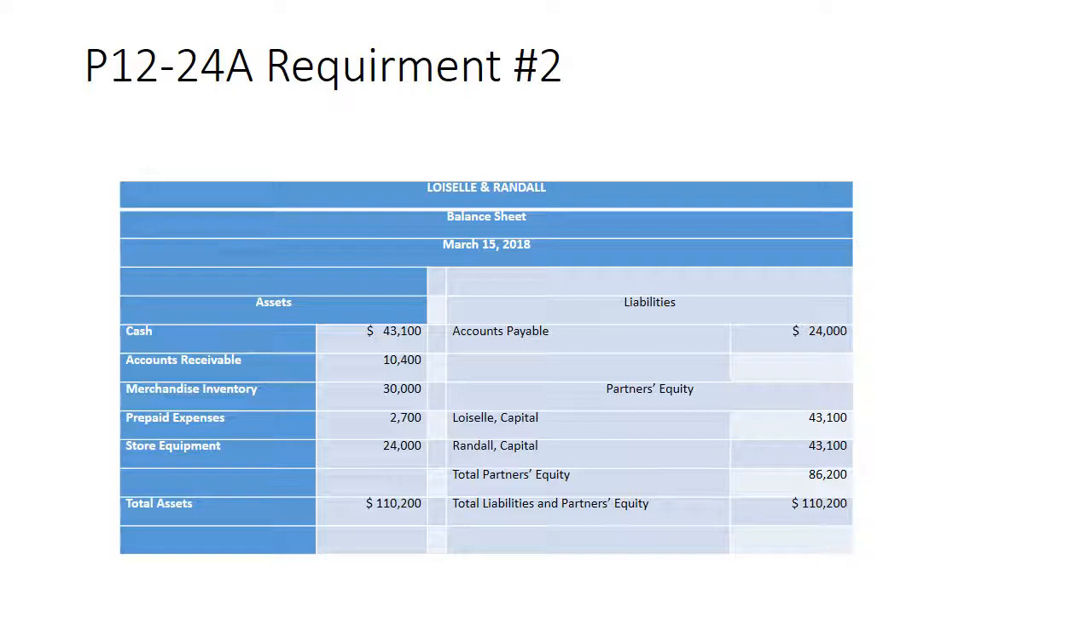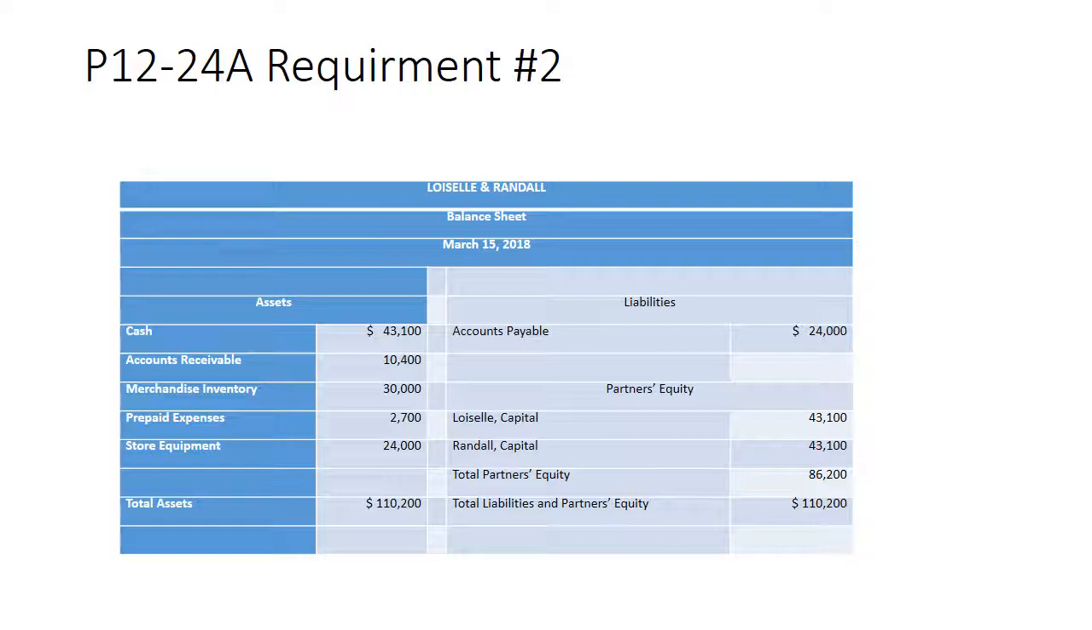So for the assets, the cash would be $43,100. That's how much Randall put in. Accounts receivable would be the $10,400, inventory $30,000, prepaid expenses $2,700, and the store equipment $24,000. So the total assets in the business are $110,200.